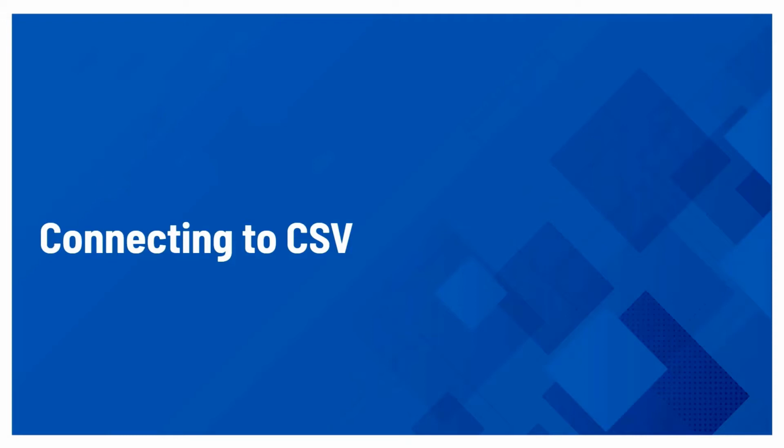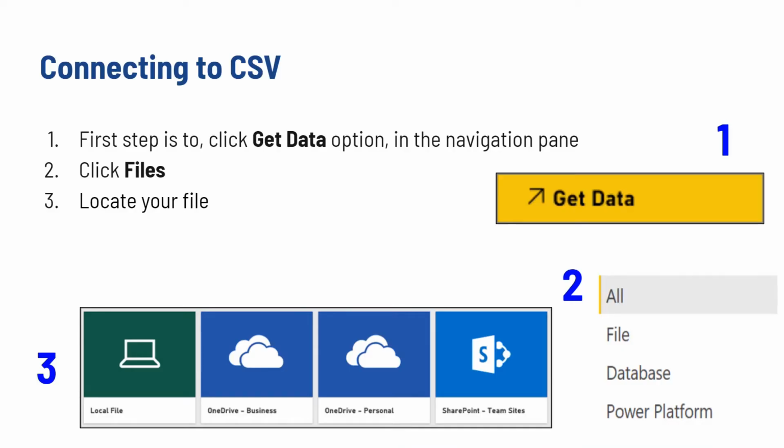How to connect to a CSV file? These are the steps for connecting to the CSV file. The very first being click the Get Data option in the navigation pane. The second is we click the Files option and locate our file and load it into Power BI Desktop. We will shortly practically see all of these steps in our lab session.